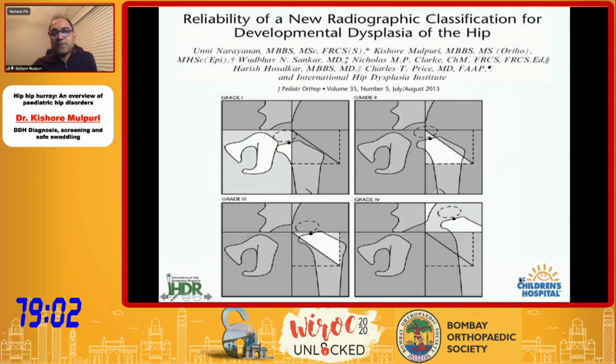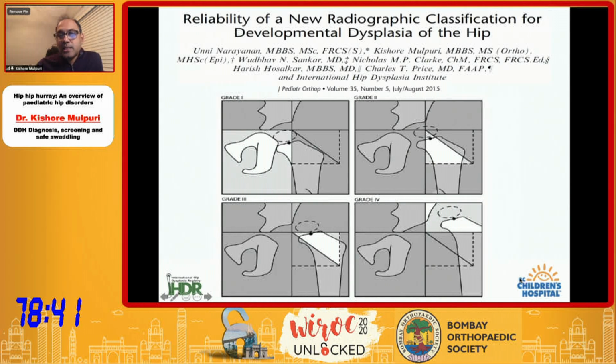So this classification system by IHDI takes into account the midpoint of the neck, which is called the H point. That is where you start looking at where that is compared to your Hilgenreiner and Perkins lines. And then you start classifying them into grade 1, 2, 3, and 4.